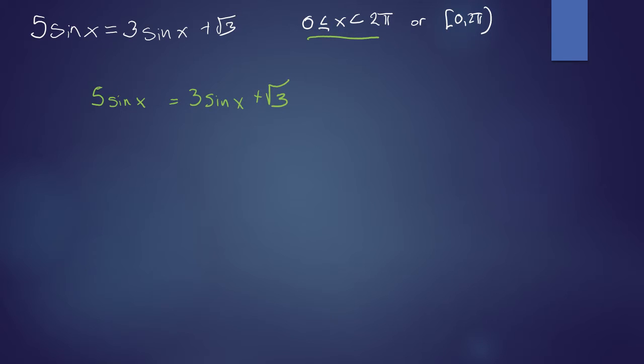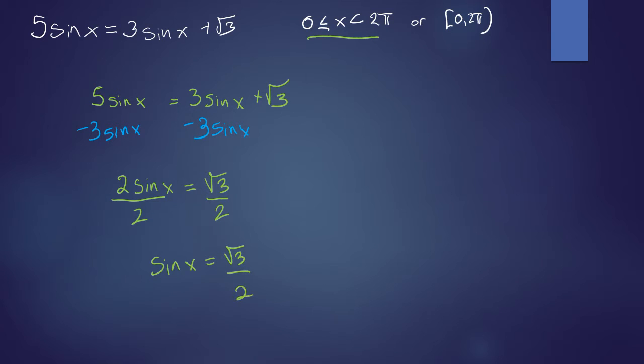We can subtract 3 sine x from each side using a little bit of algebra, and we get 5 sine x minus 3 sine x is 2 sine x equals square root 3, and we divide by 2. And we get that the sine of x is equivalent to square root of 3 over 2.